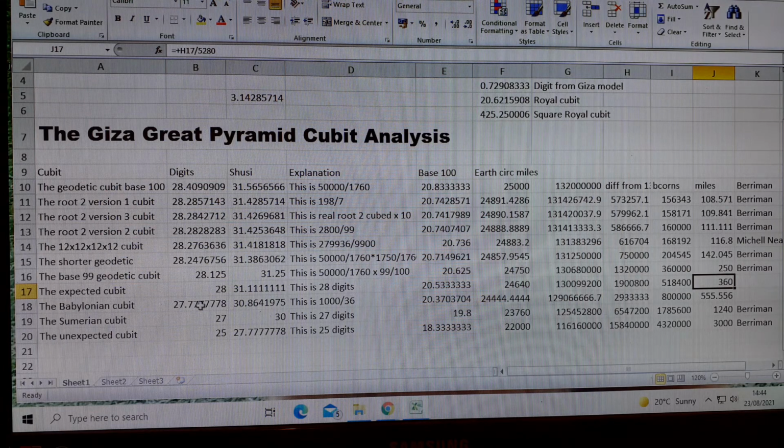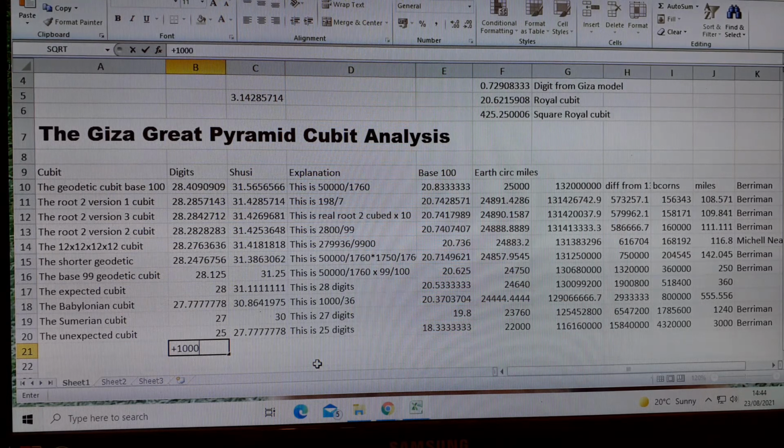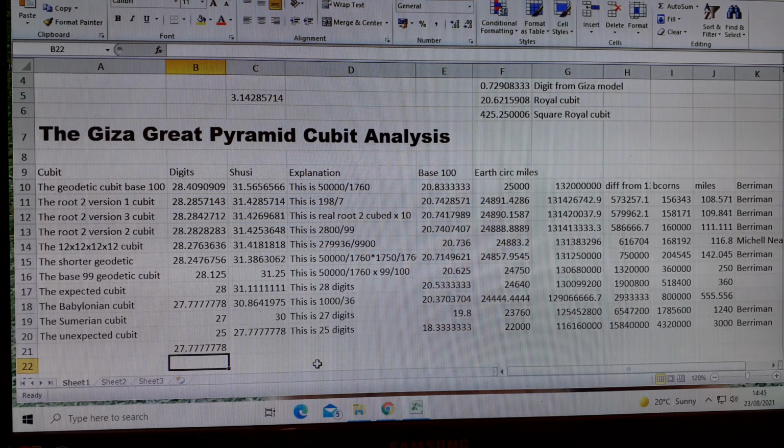Then we go on to the Babylonian cubit. The reason why is because 1,000 divided by 36. That's the Babylonian cubit, because it's 1,000 divided by 36, and that is Babylonian metrology. We know it is. We know the Babylonians had a unit of 1,000 divided by 360. They were using 360 all over the place. And that gives Shusi of... well, it's not such a good number there.